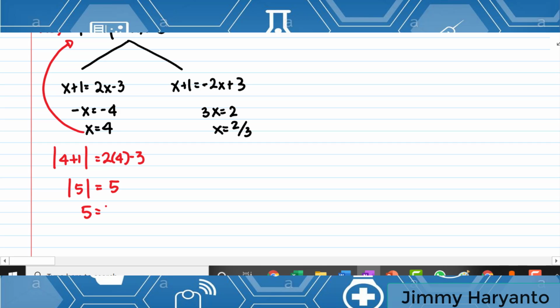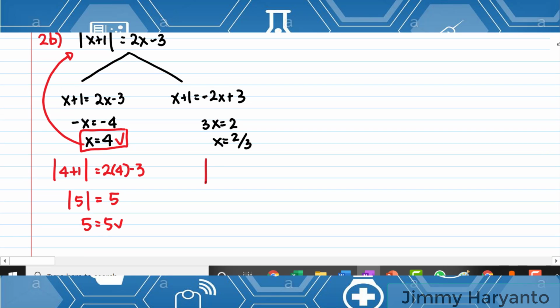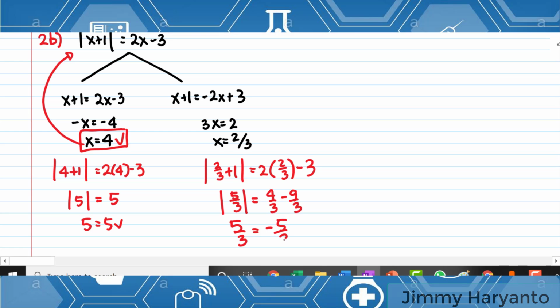5 equals 5. It's correct, so this one is the solution. And then for 2 over 3: absolute value of 2 over 3 plus 1 equals 2 times 2 over 3 minus 3. Okay, for this one it will be 5 over 3, and this one will be 4 over 3 minus 9 over 3. 5 over 3 equals negative 5 over 3. This is not correct, so this one is not the solution. So the solution will be only 4.